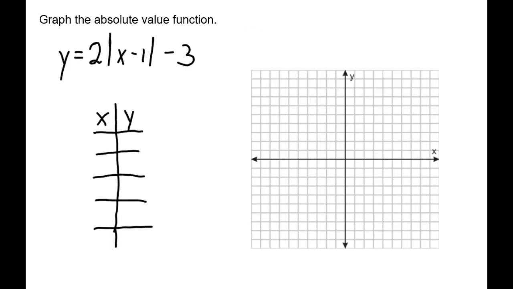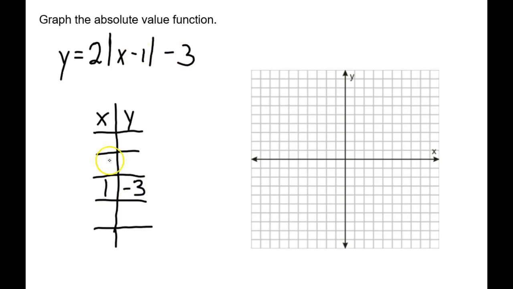So the last example, we want to graph the absolute value function. We have the equation y equals 2 times the absolute value of x minus 1, minus 3. First thing we should do is find the vertex, which is going to be the ordered pair (h, k). Our h value is 1. Our k value is -3.